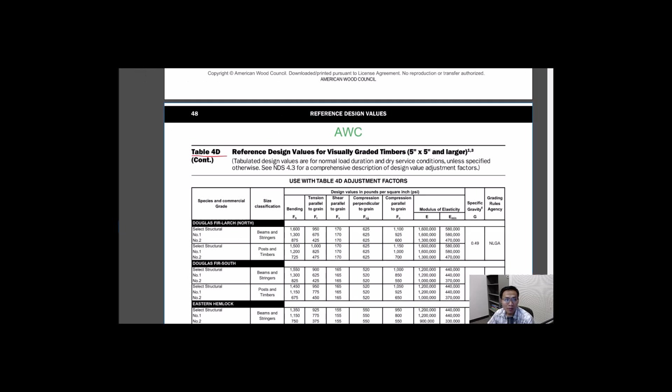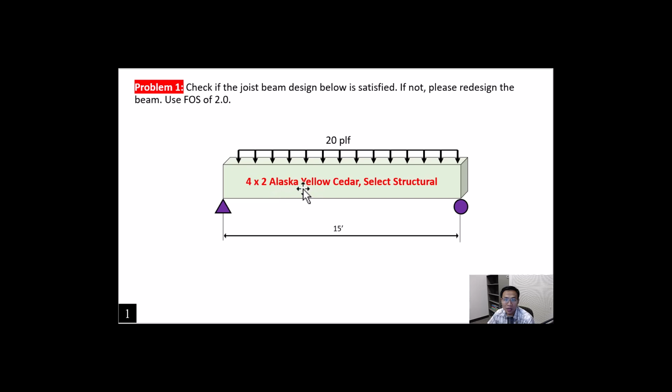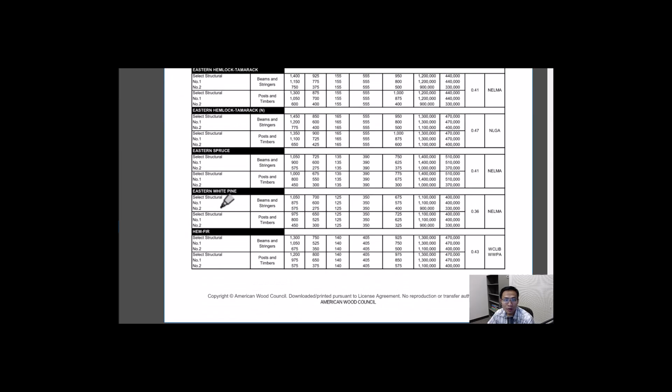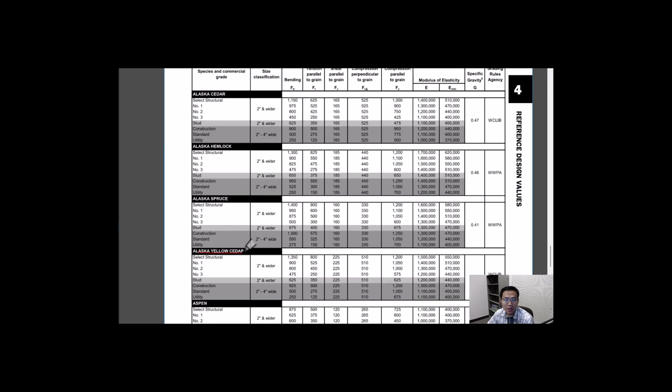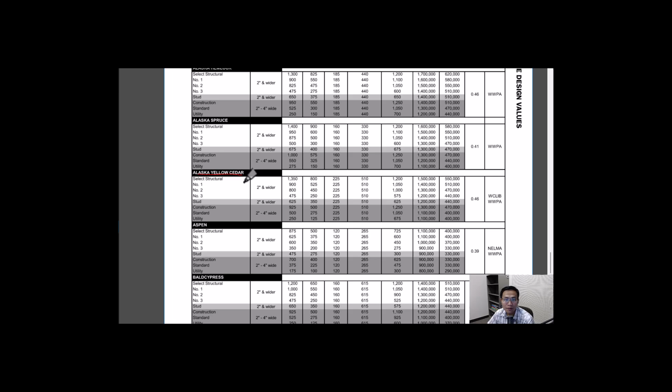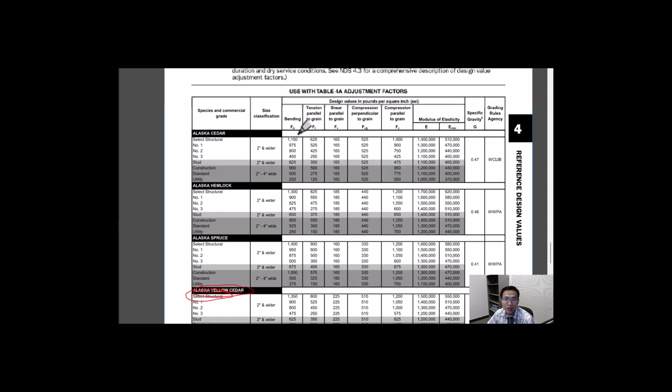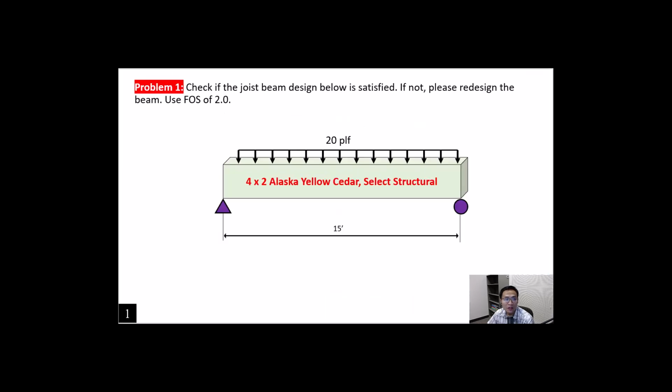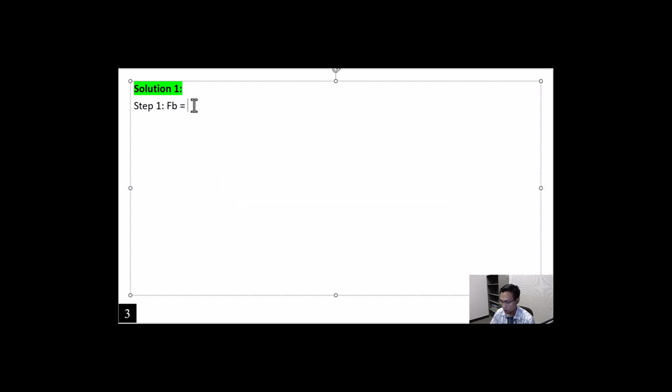The type of wood we have is Alaska yellow cedar and select structural. So let's go back here. We need to check Alaska yellow cedar in Table 4A, and the grade of that is select structural. So we need to check Fb. Fb of that will be 1350 psi.